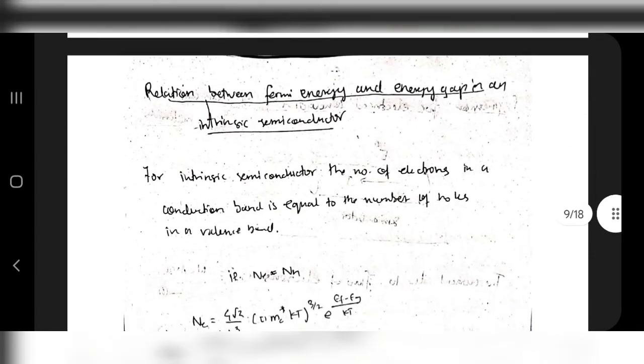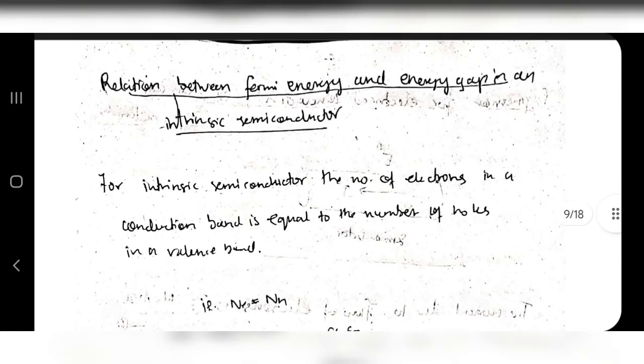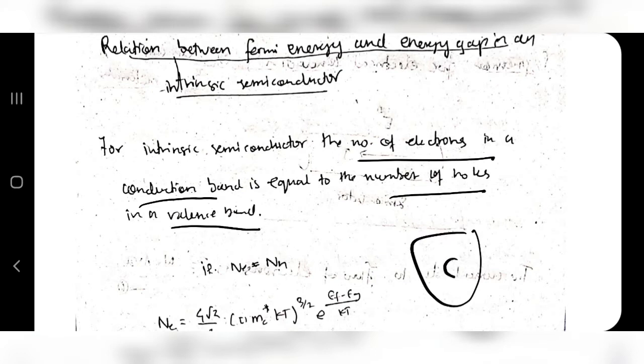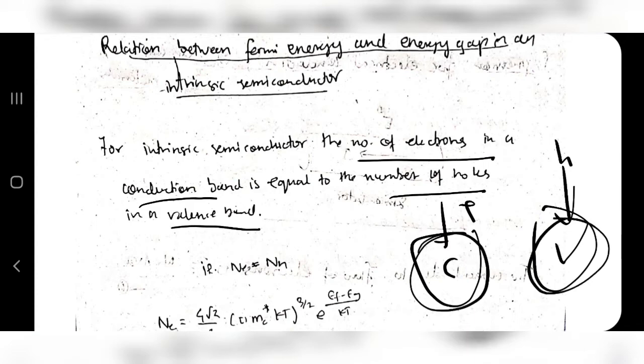The first derivation is the relation between the Fermi energy and the energy gap in an intrinsic semiconductor. So here what you have to find out is the relation between Fermi energy and the energy gap. For an intrinsic semiconductor, the number of electrons in the conduction band is equal to the number of holes in the valence band. This is the conduction band C and this is the valence band V. How many holes are present here is equal to the number of electrons present in the conduction band.